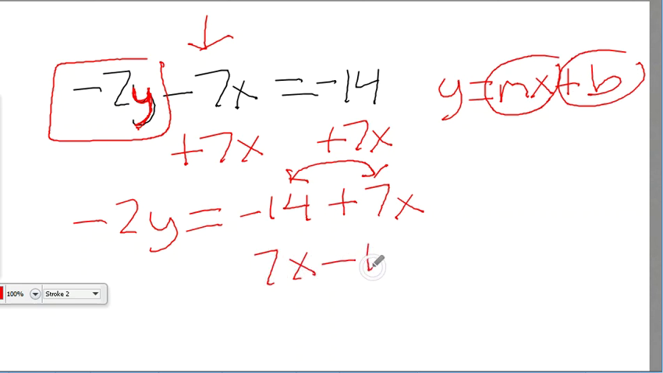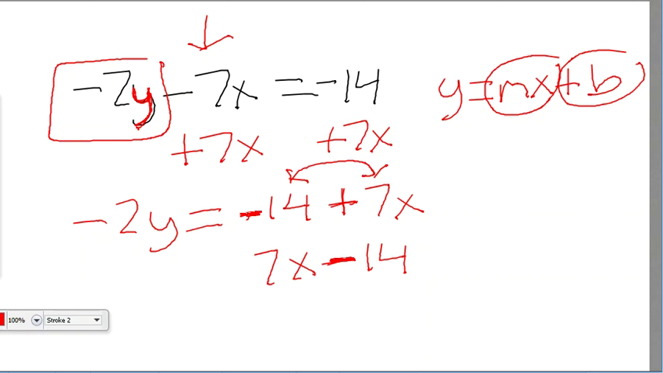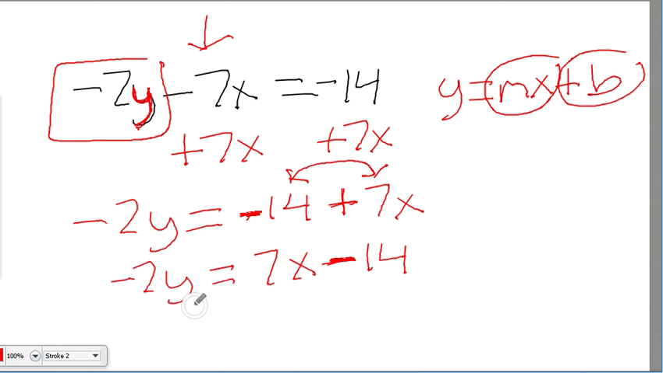Now notice that when I switch them, I keep the signs that are in front of them the same. So there's a plus sign in front of the 7x, so it's positive. There is a negative sign in front of the 14, so I have to take that negative sign with it when I rewrite it. So now we have negative 2 times y equals 7 times x minus 14. To get rid of the multiplication of negative 2, I'm going to use division. So I'm dividing everything by negative 2.